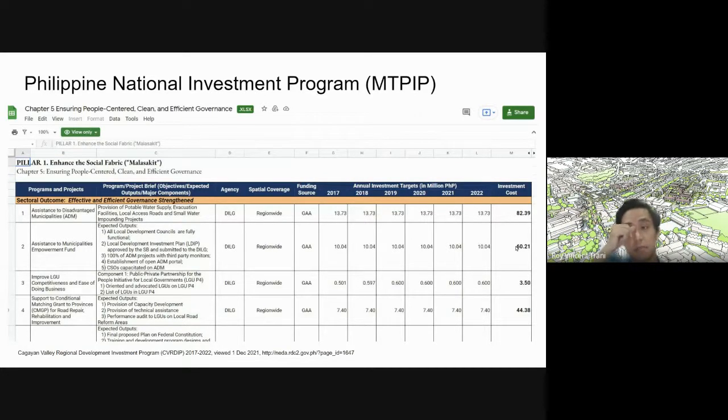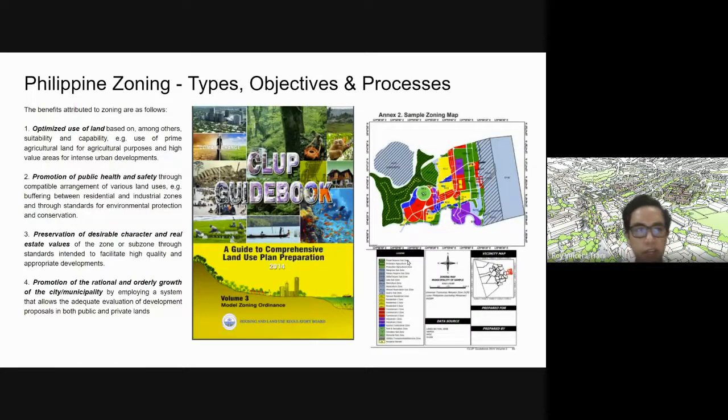So that's 60 million for the entire Region 2. And then how many municipalities are there? And then how many people are working for those municipalities? So that number gets used up very quickly.